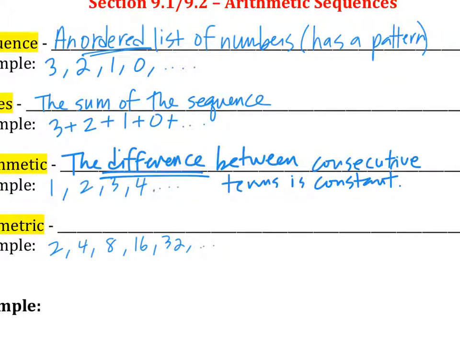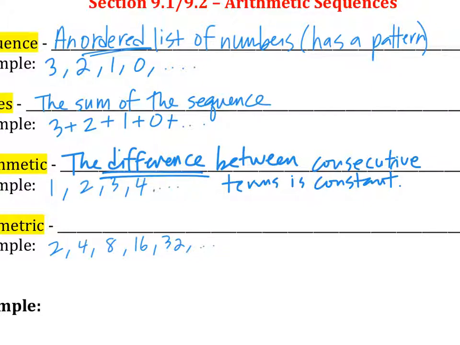So to get to the next number, the difference, remember, difference means the next number minus the previous number. Difference means the result of subtracting. It is constant. So from one number to the next number, you're just going to remember it's add or subtract.